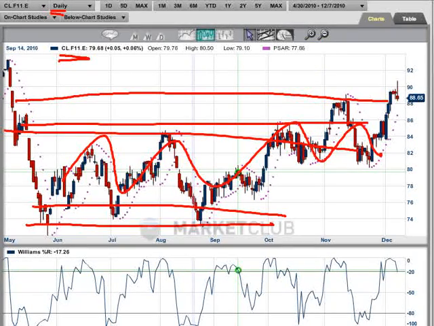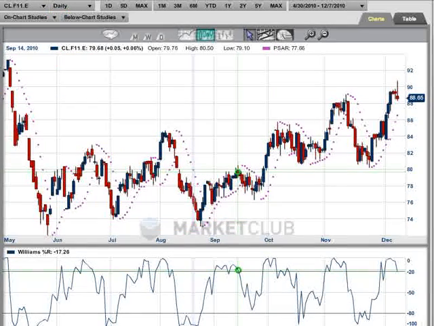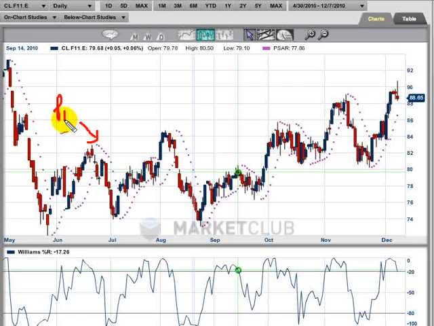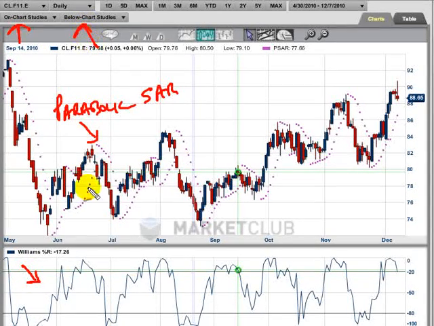So let's just take everything off the screen because I want to show you a tool that I think is very, very interesting. We've got two tools on the board right now. One's an on-chart study, which is right here, and this is a parabolic SAR, and you'll find it right under the on-chart studies of MarketClub. And we have a below chart study, which is right here, and you'll find that under the below chart studies here. This is a Williams percent R by Larry Williams. Actually, Larry did a great job on this, and I think you'll see how effective this can be in terms of the choppy, trendless market we've seen in crude oil.